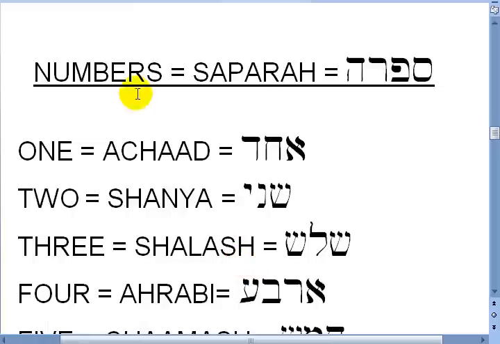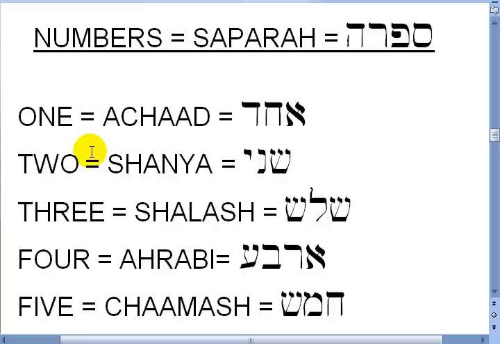Now the numbers in the Hebrew, the way you say numbers is sapara, sapara. So we're gonna start with number 1 is akad, akad. Number 2 is shanya, shanya. And Lord willing, in another lesson, I might go over it again, which I already did, just give you the sounds again of all these letters, so you can get more familiar with it.